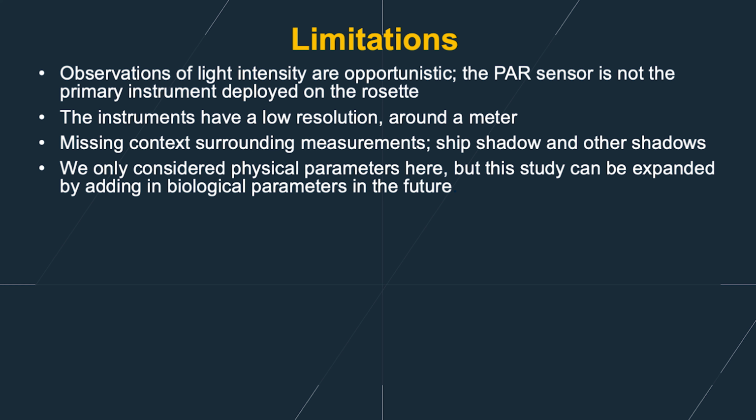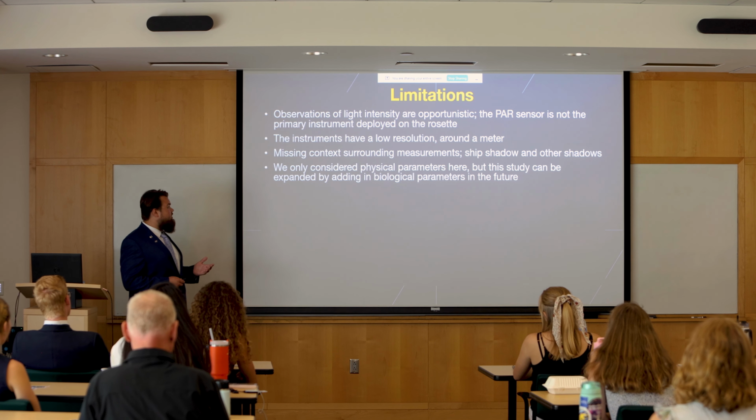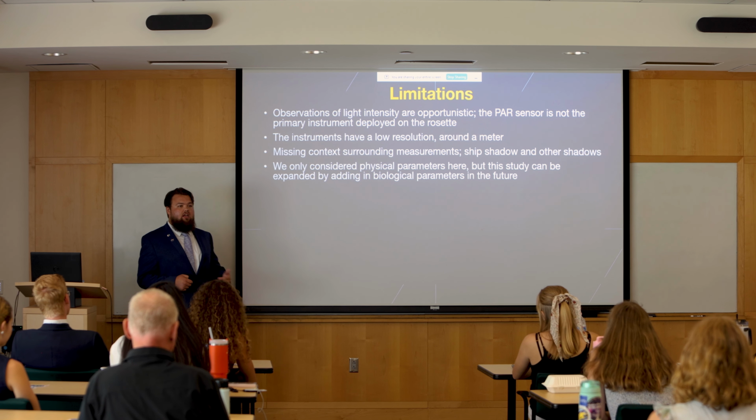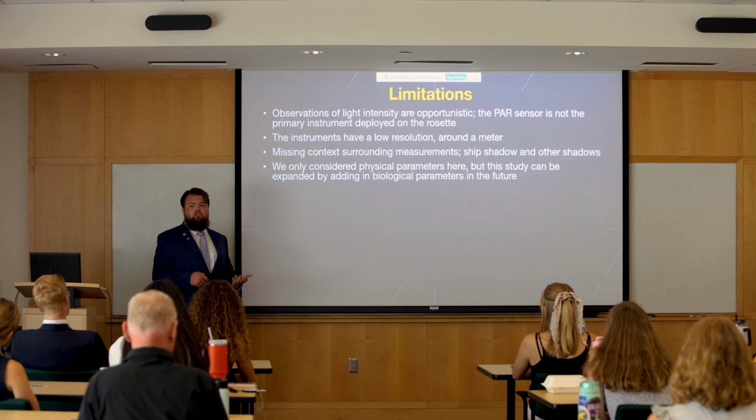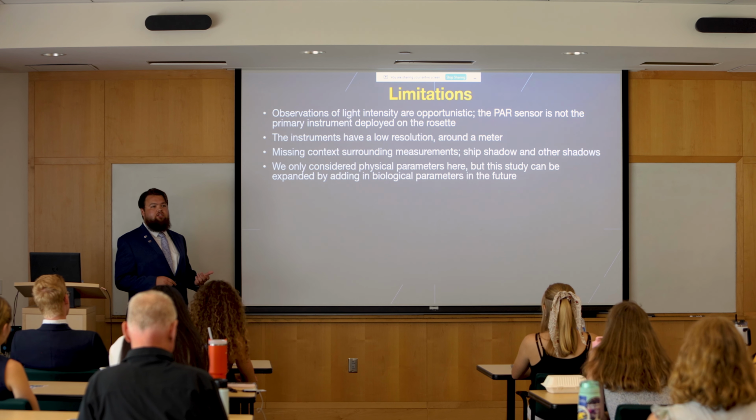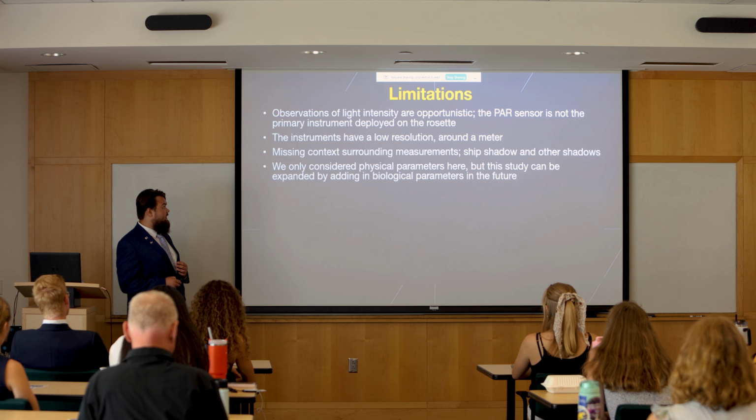Additionally, the instrument has a low resolution of around a meter. Anywhere within the meter that is posted on the data set could my light intensity values truly be, and we'll go over why that causes a lot of variability. Additionally, there's a lot of context missing around the measurements, so I could be within the ship's shadow. There are a lot of things that could affect the way that I observe PAR. And finally, we are only considering physical parameters here. In this study, I would like to look at biological parameters in the future, but with the data set I was currently using, there was really no way to go about doing that.